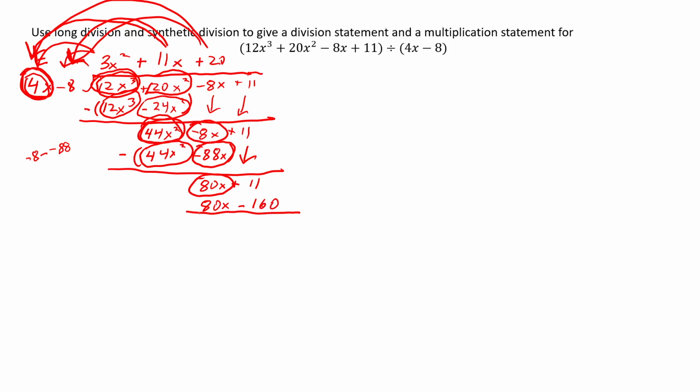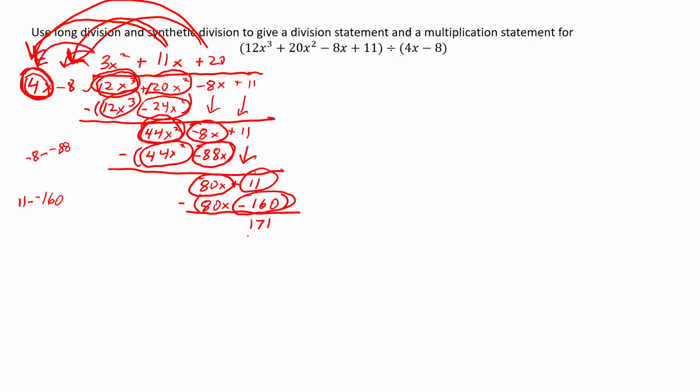We'll subtract again. We're going to put a minus sign, as we always do, in front of that expression. 80x minus, in front of the bracket, 80x is 0. And then we have 11 minus negative 160. 11 minus negative 160 is like 11 plus 160, which is 171. And we have a remainder.